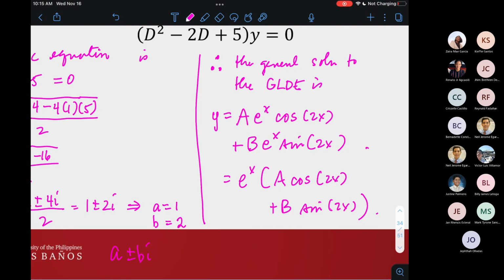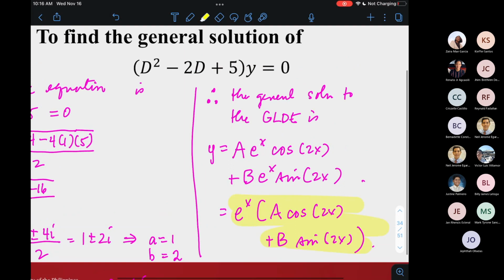So expect nyo na, kapag ka meron kang complex roots, magkakaroon ng sine and cosines doon sa inyong solution. If you're a little bit doubtful of your answer, just plug this into y here. And then dapat pag pinerform mo yung operator, dapat ang sagot ay 0 to double check if your answer is correct. Okay? Okay, any questions? Is that okay?